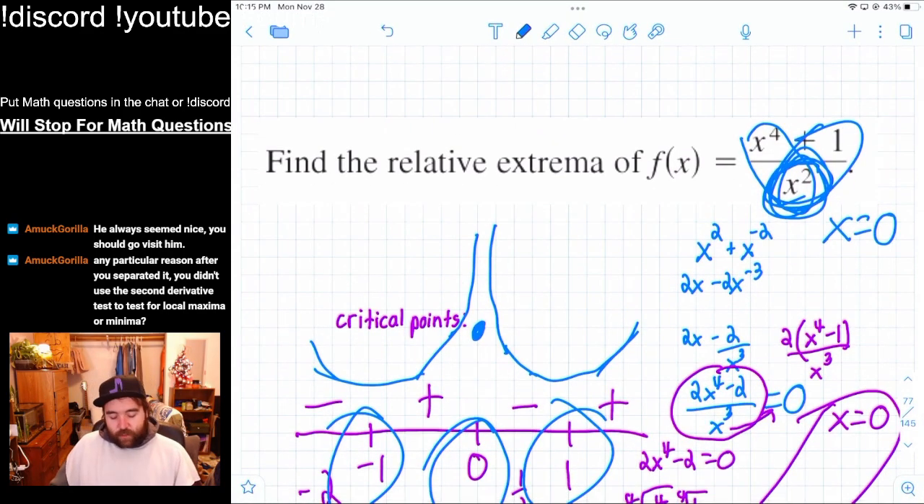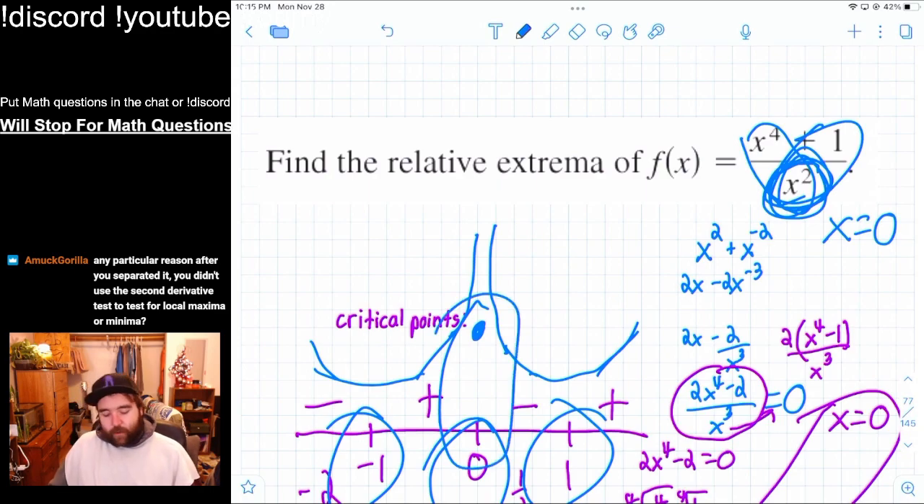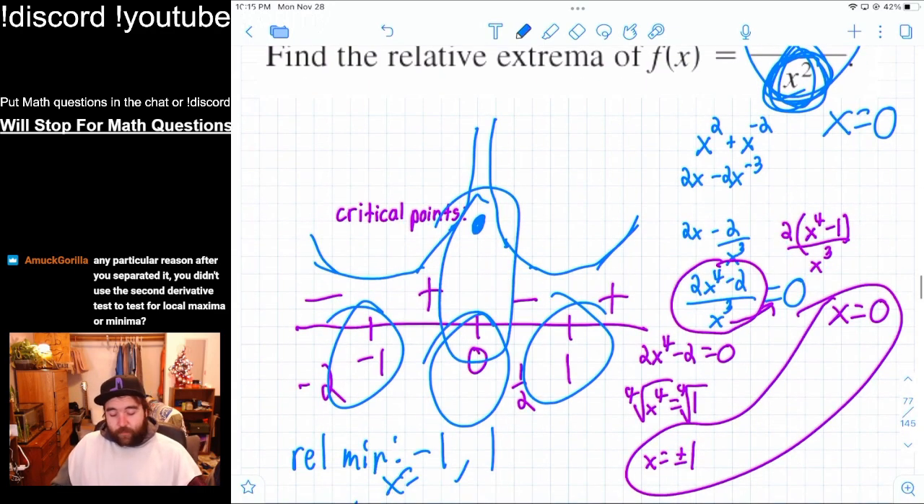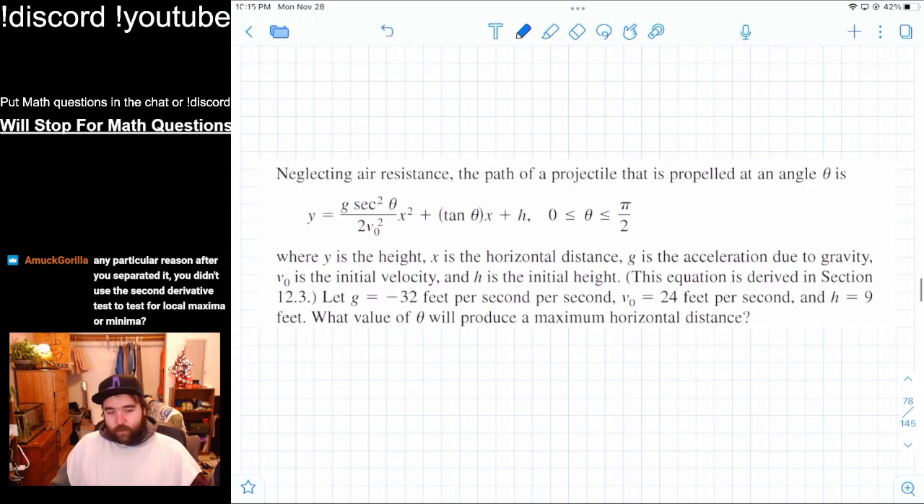So that's what it's all about. You find when the derivative is 0, find when it's undefined, and then don't just blindly trudge on and say that this is a relative maximum. Realize that that is an asymptote first. All right, now we got our last problem.